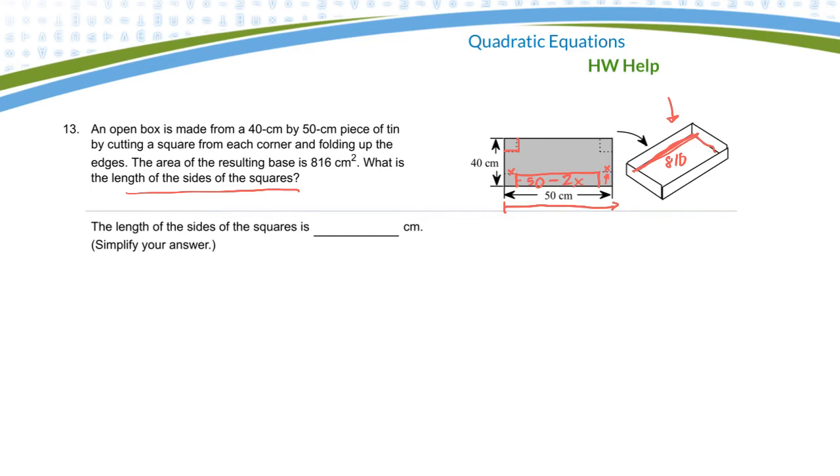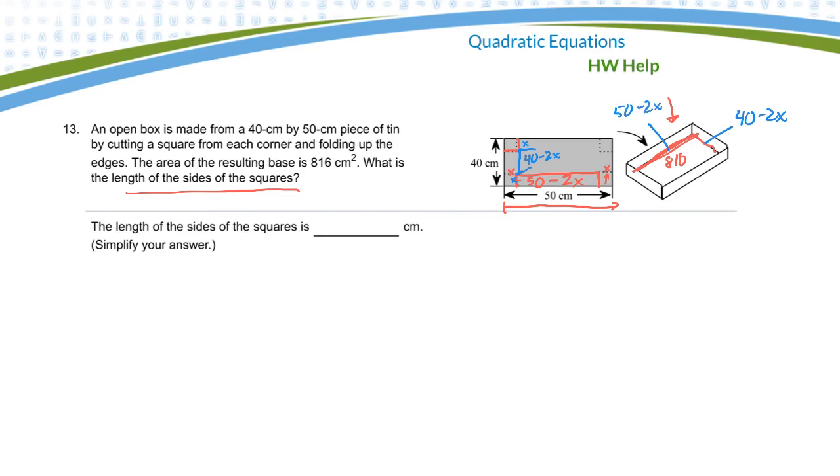Similarly, if I want to know what the width of this thing is, I'll use blue. To go from here down to there, again, there's an X here and an X there. So that distance from here to there is going to be 40 minus 2x. So that's what this distance is, 40 minus 2x, and this distance is 50 minus 2x.